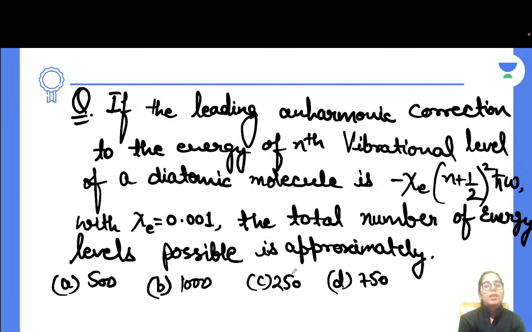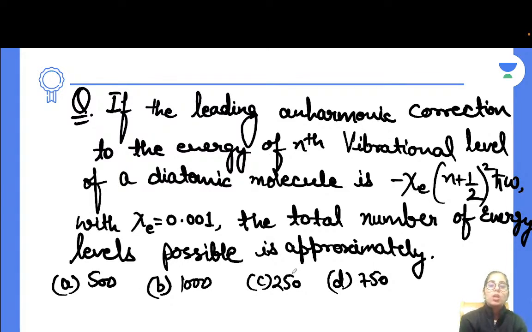See, the leading anharmonic correction to the energy of the nth vibrational level of a diatomic molecule is this, so this is the anharmonic correction term given to you. In general, the energy will be (n plus half) h cut omega for the harmonic case, but you will have to consider the negative of this part there. You have to just add it, with the negative sign.